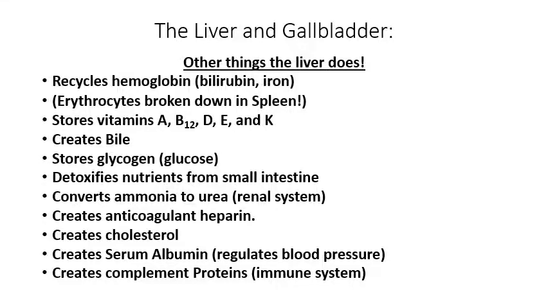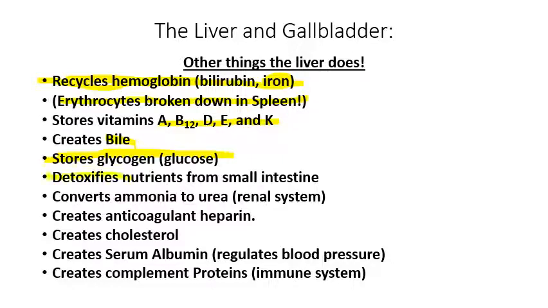Okay, beginning with it recycles the hemoglobin, right? So it breaks down the heme group into bilirubin. It stores the iron and keeps that as well. This hemoglobin breakdown into bilirubin is caused by the breakdown of erythrocytes by the spleen. The liver also stores several of the vitamins, including vitamin A, B12, D, E, and K. It creates the bile, which is used to emulsify fats during digestion. It stores spare glucose in the form of glycogen in case we have to fast for a while because we can't find any food. The liver will convert the glycogen back into glucose and release it into the blood.